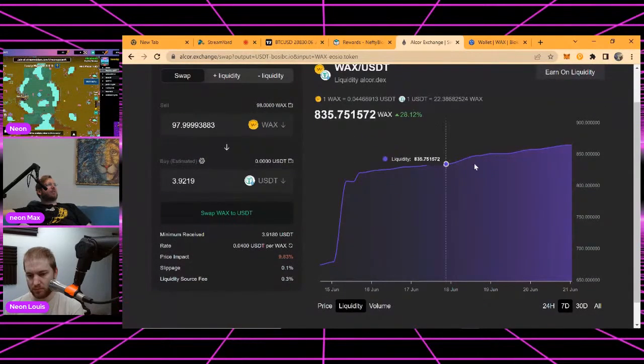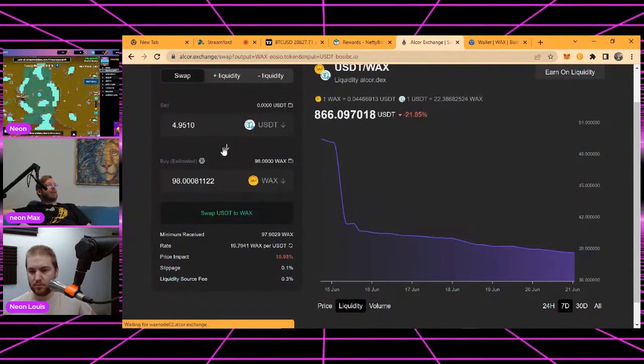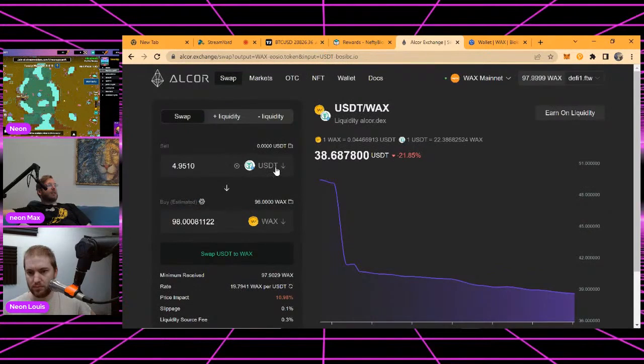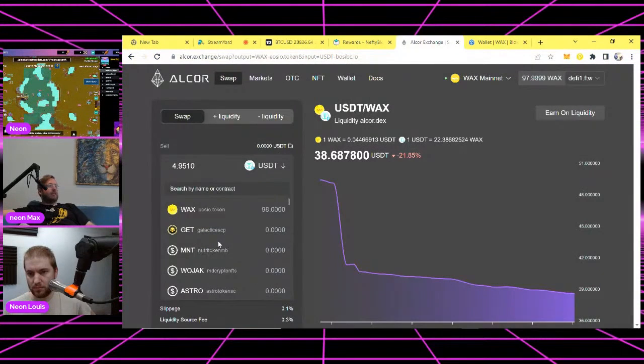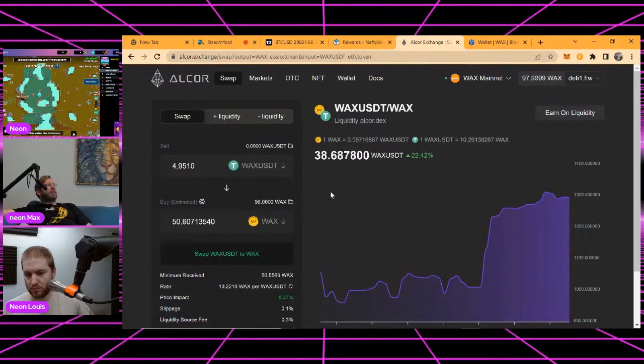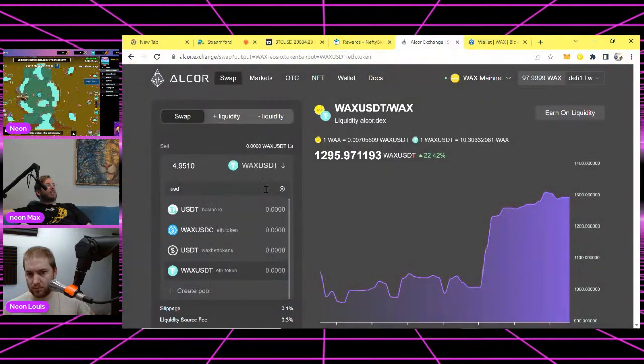So this pool, for example, is not very deep. 800 Wax on the Wax side. And what's this guy? Only $39 worth of UST on the UST side. Let's see if we can find USDC. Oh, here we go. Wax USDT. That's more like it. USDT. Okay.